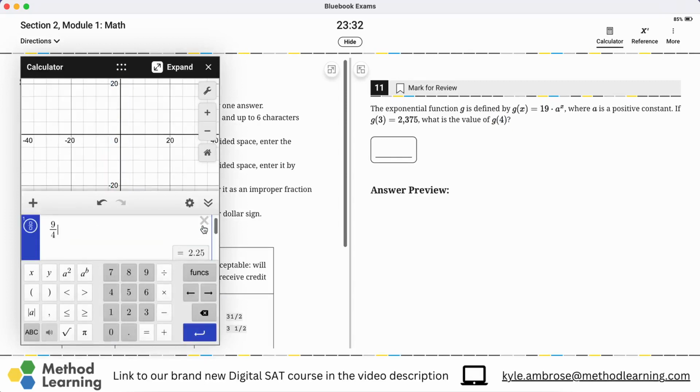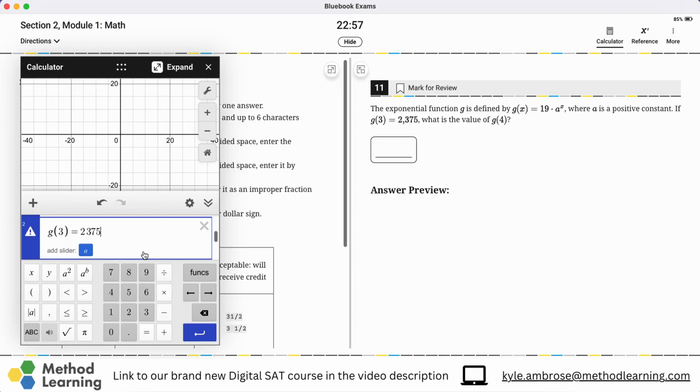So let me clear out what I already had in there. I don't like that it doesn't do that for me. I wonder if there's a way that I could refresh it, but I'm not sure. So I'm going to type in that function, g of x, and I'm going to put in the g of x part. I'm not going to just say 19 times a to the x. So g of x equals 19 times a to the x. And it says we could add a slider. We can maybe do that later. G of 3, it says, equals 2375. So if I put that in, I don't know if this is going to help us at all yet.